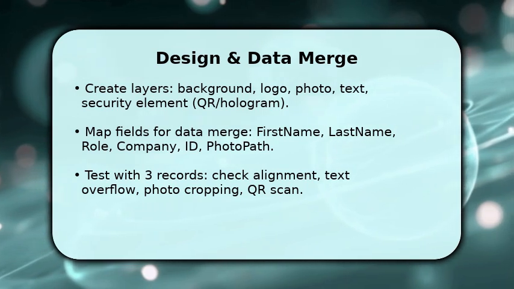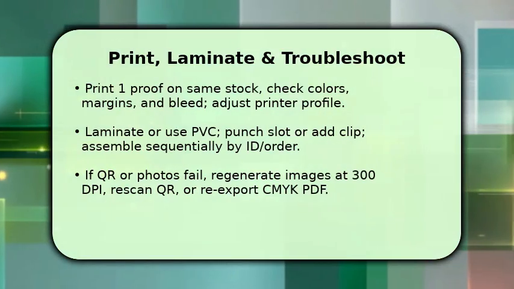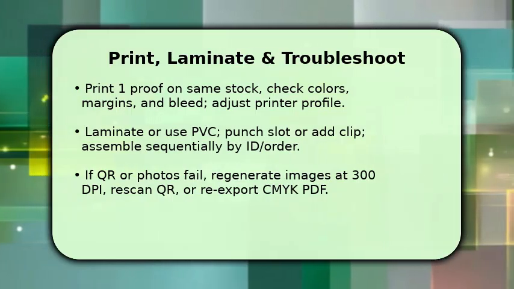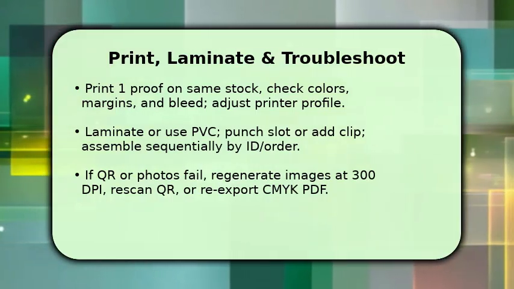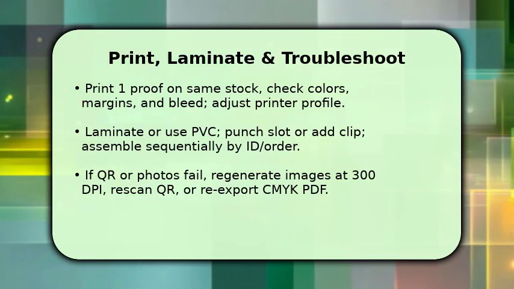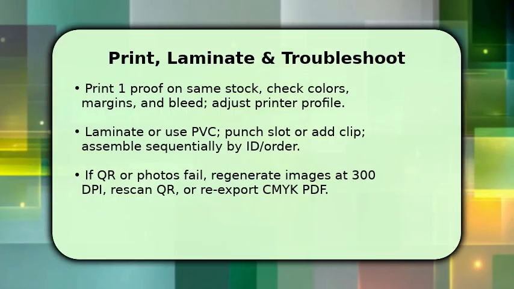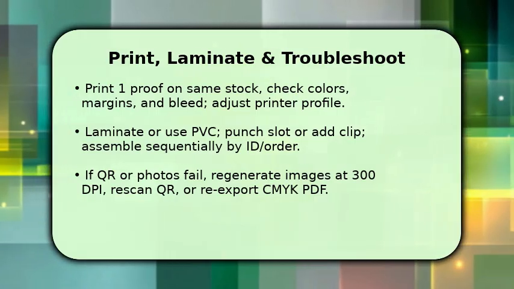Finish by producing a single proof on the intended card stock and inspect colors, margins, and bleed. This avoids wasting a full run. Once approved, print the batch, laminate or use PVC cards, and punch slots or attach clips. Assemble cards in order and verify ID against the attendee list.